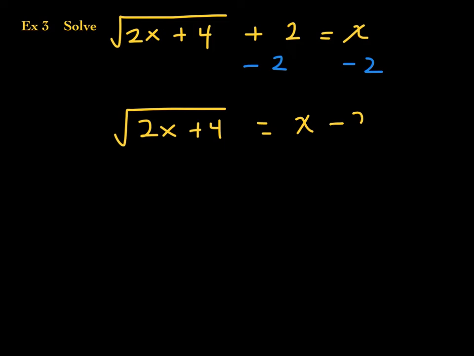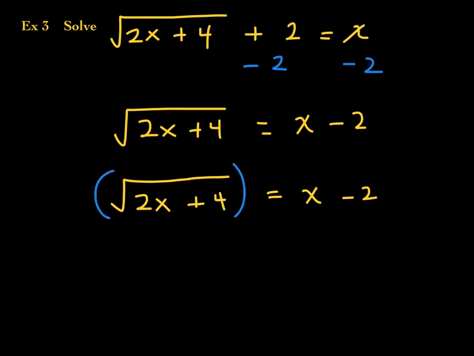Now the next step is to raise both sides to the power of the index. The index here is 2, again. For most of these, it's going to be 2. Let's square both sides. You're going to have to be very careful about squaring the right-hand side. You must use parentheses here. What you do not want to do, let me show you.